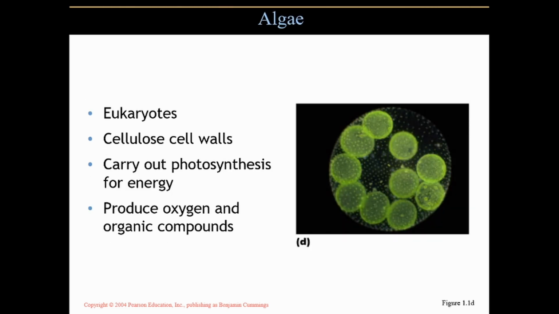Algae are eukaryotes as well, so they have nuclei in their cells, and their cell walls are made of cellulose, which is the same carbohydrate compound that is used in plant cell walls. They photosynthesize, and they produce tons, literally tons of oxygen for the environment, and they belch it into the atmosphere, and they produce organic compounds as well that can be used by a variety of organisms. So algae, especially in aquatic environments, are the base of the food chain. Everything is based on these guys.